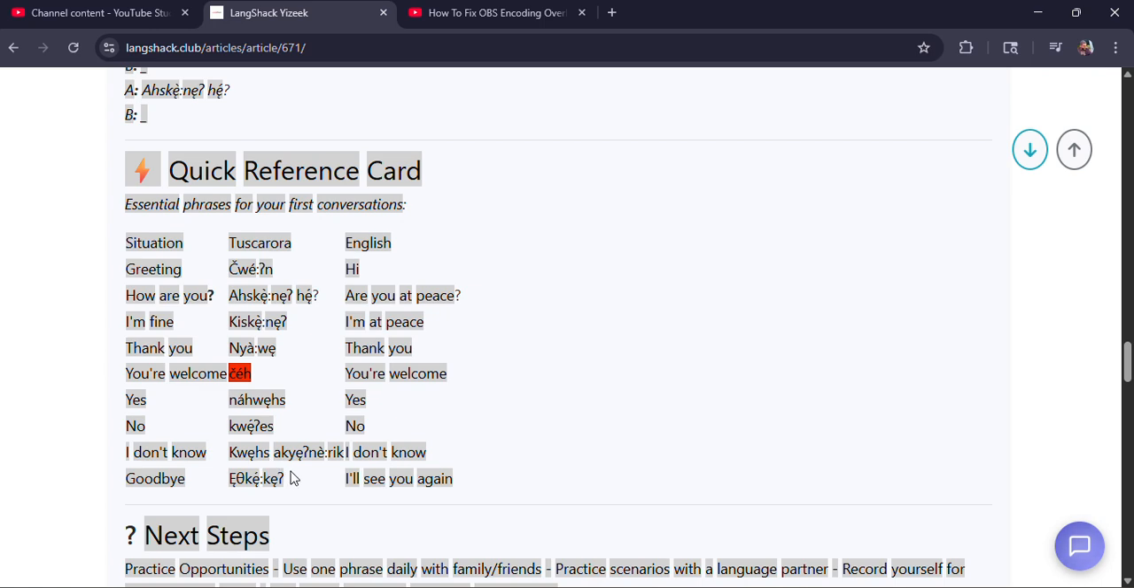I don't know. Okay, quince akin nerik. Quince akin nerik. Okay, quince akin nerik. All right, now let's say goodbye to each other. Inf, can.